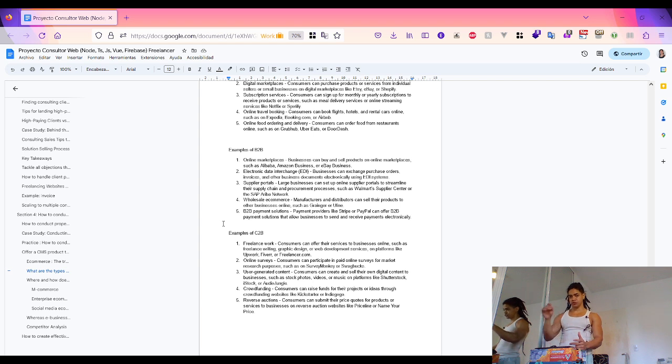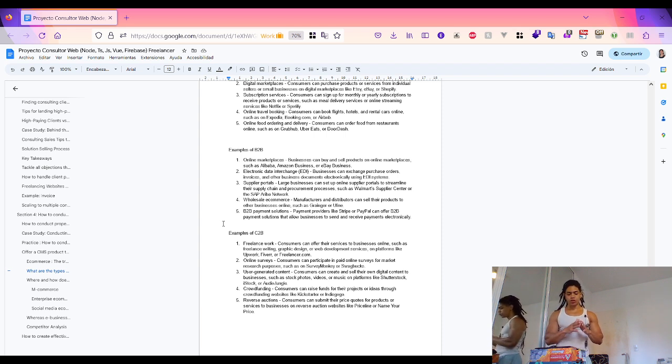Crowdfunding, so now consumers can raise funds for their own ideas and projects like Kickstarter or Indiegogo, and the reverse auction in places like Priceline or Name Your Price, and also user generated content, where consumers can sell their services or their digital content to businesses such as Shutterstock for images and videos, iStock, or AudioJungle for audio.